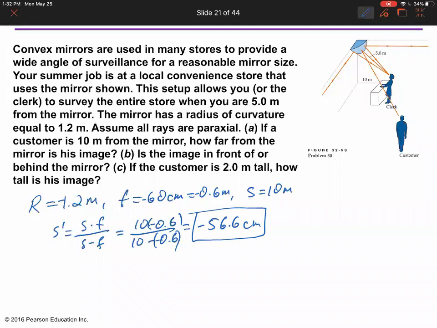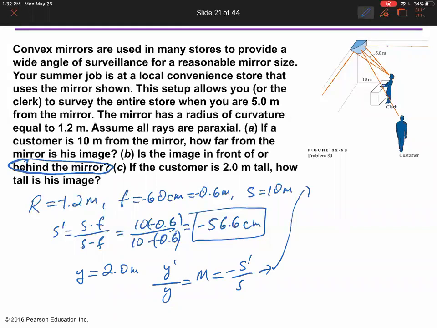A virtual image means it's in the back, or right behind the mirror. Then for part C, if the customer is 2 meters tall, how tall is the image? That means we're given y as 2 meters, and I want to find y prime. Remember, y prime over y equals the magnification, which also equals negative s prime over s. I can rearrange this and use the magnification equation, kind of like the middle guy.